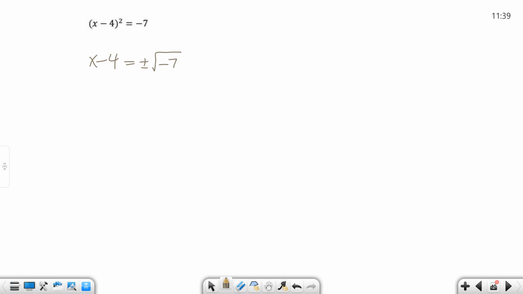Just in case it happens in your class, and I've taught algebra classes that did both. This came before complex numbers and came after complex numbers. So either way, I want you to see it just in case. So this is x minus 4 equals plus or minus. The negative becomes i, and the square root of 7, you can't simplify that. And typically we put the square root of 7 after the i, even though it's a plus or minus bi, because you don't want to confuse it.